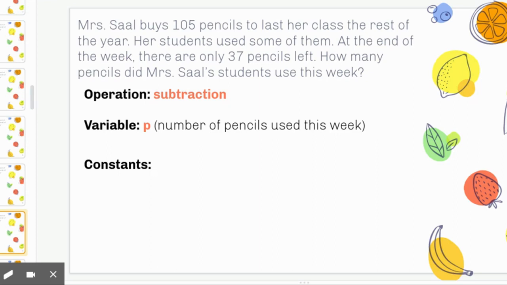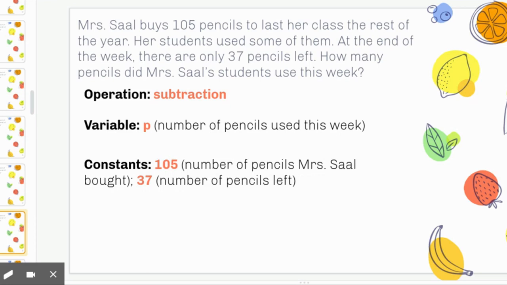The next thing we need to decide on are the constants. What are the numbers that we already know? Those are the numbers that are going to help us solve this problem. In this case, we know 105, which is the number of pencils Mrs. Saul bought, and we know 37, which is the number of pencils left.